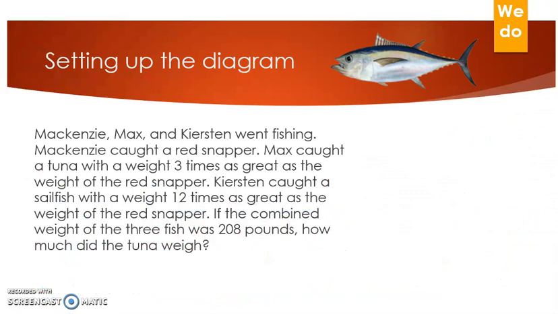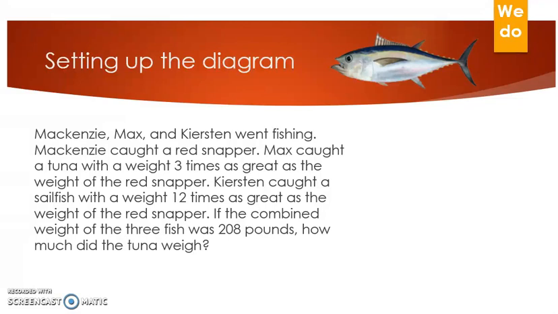Okay, now let's move on to our We Do problem. Let's read it together. Mackenzie, Max, and Kirsten went fishing. Mackenzie caught a red snapper. Max caught a tuna with a weight 3 times as great as the weight of the red snapper. Kirsten caught a sailfish with a weight 12 times as great as the weight of the red snapper. If the combined weight of the 3 fish was 208 pounds, how much did the tuna weigh?